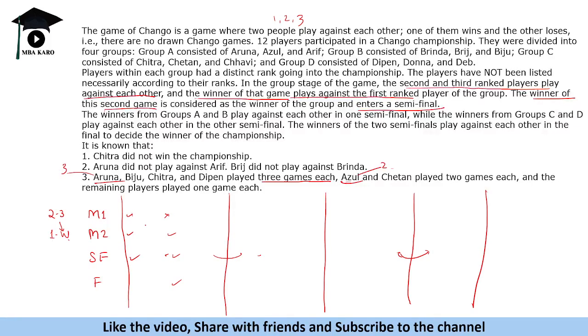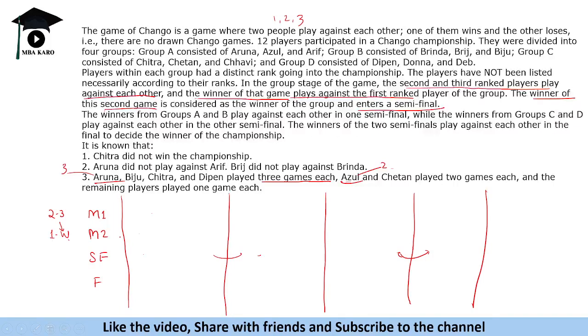Okay. Now suppose we consider this scenario that Aruna is this one. So Aruna will play this match, and this match. Now Azul can be either this person or this person. In any case, Azul is not going to win. If Azul wins this game, Aruna cannot play this game. Okay. Suppose Azul was here and Azul wins this game. Azul cannot play second game because if Azul wins this game, Aruna cannot play this game. So this scenario is not possible with Azul and Aruna.